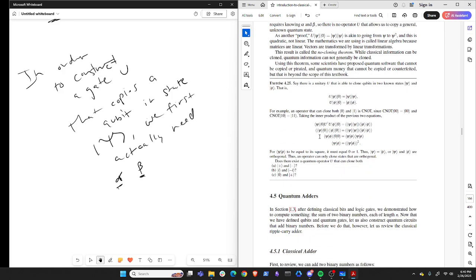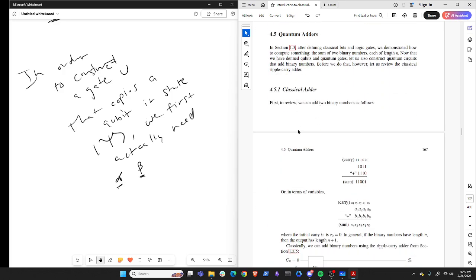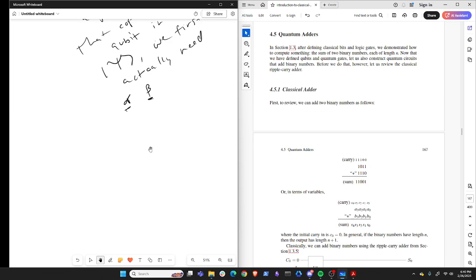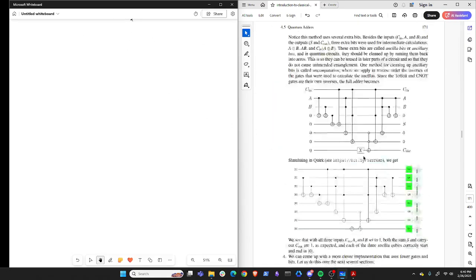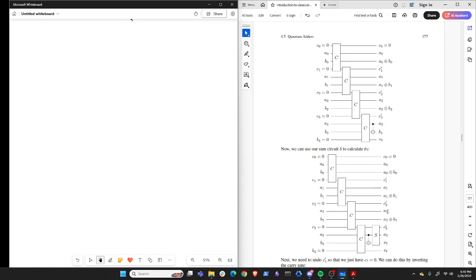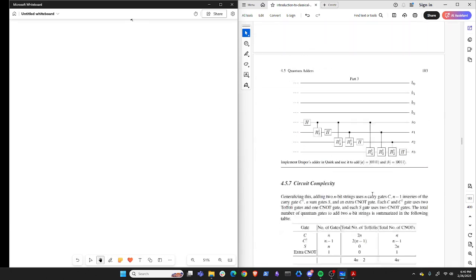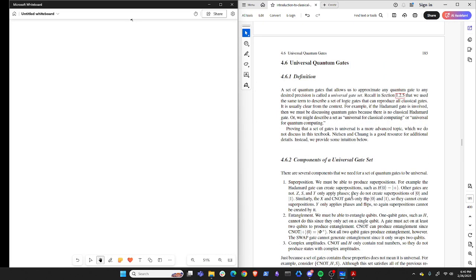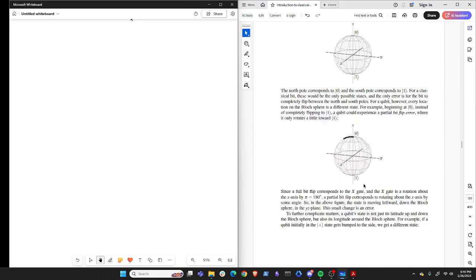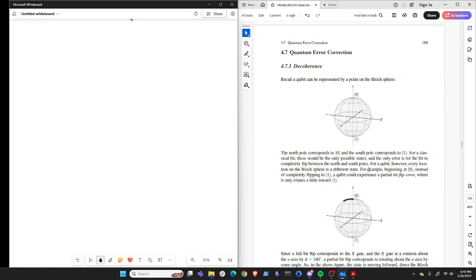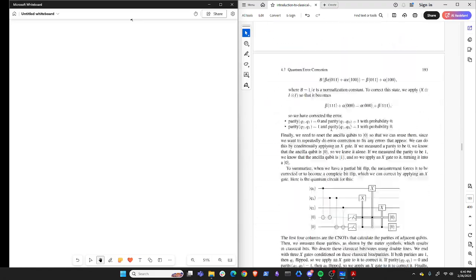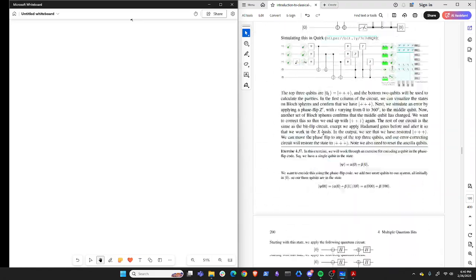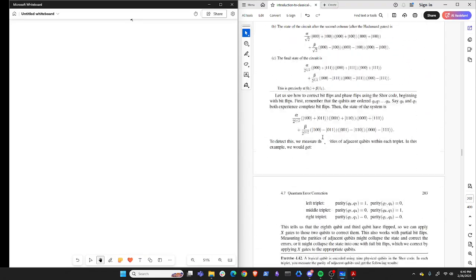Let's see. Yeah, quantum adders, the fun stuff. This is part of the first lab, I believe. How much? Let's see. We've got quantum adders and universal gates. We can skip error correction in chapter 4 because we don't start that until next week. Pretty sure that's the last part of this chapter.